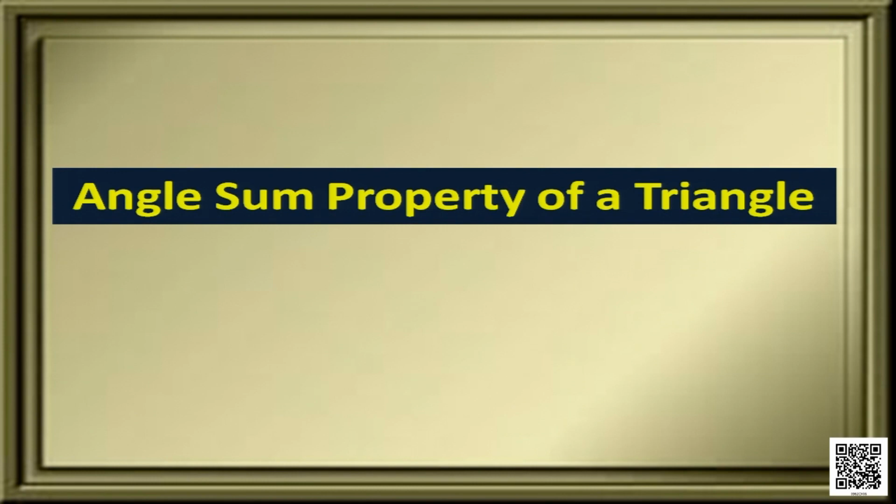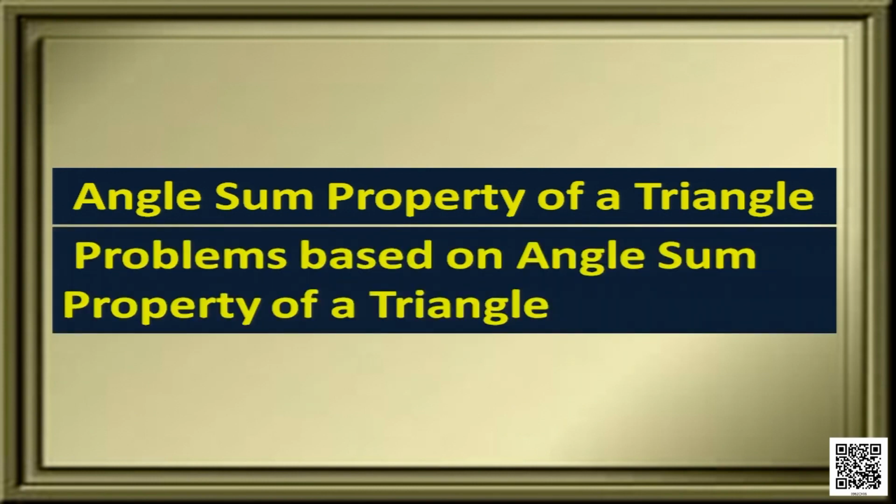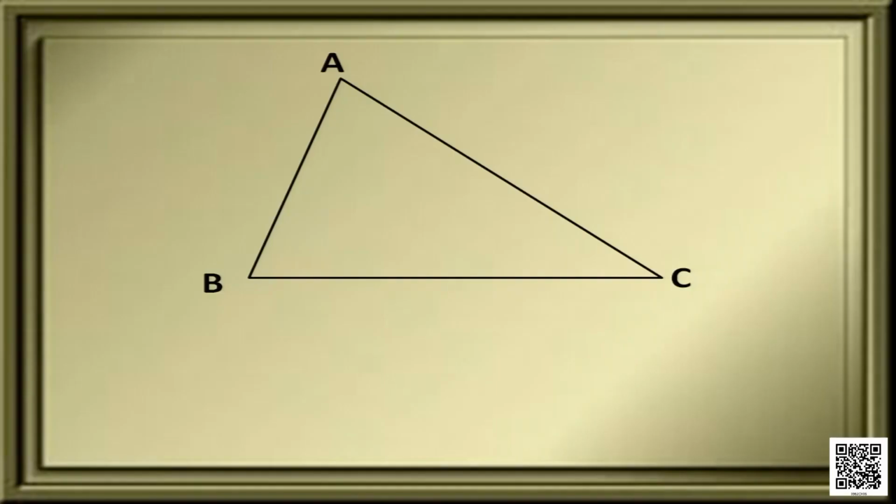Today we are going to discuss something which is based upon these parallel line theorems. Here we are going to discuss the angle sum property of a triangle and problems based on the angle sum property of a triangle. Now look at this picture. Here we have a triangle ABC and we have to identify the angles of this triangle.